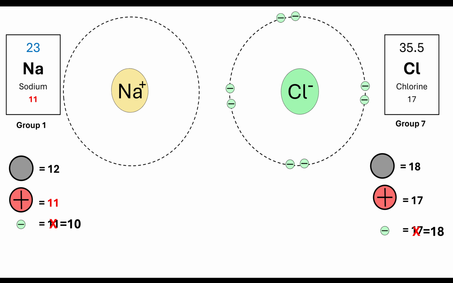If I look at my chlorine atom, it did have 17 electrons as an atom. Now it has gained 1 electron, so it has 18 electrons compared to the 17 protons. So therefore it has got a charge which is 1 negative. So we would say that the sodium ion is charged by 1 and the chloride ion is negatively charged by 1.